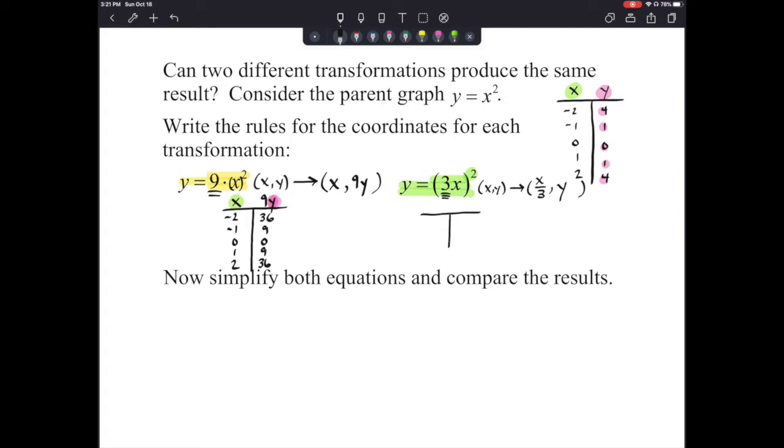We'll set up our table. Let's do x divided by 3, and then our y's. Since our y's are the same, let's go ahead and just copy those down first. Remember, they're coming from over here at this table. So 4, 1, 0, 1, and 4. And now we're going to take each of these x coordinates and divide them by 3. So we have negative 2 divided by 3, negative 1 divided by 3, 0 divided by 3 is 0, and then we've got 1 divided by 3 and 2 divided by 3.